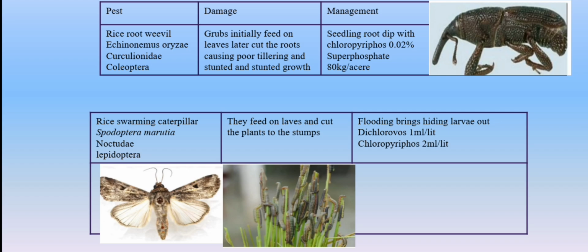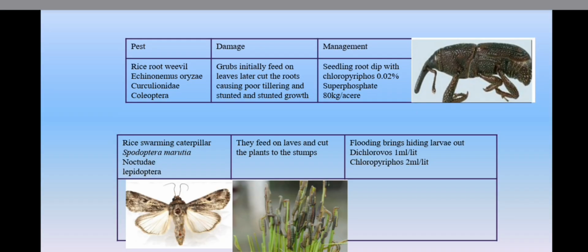And here there is another pest, rice swarming caterpillar, Spodoptera mauritia. This belongs to the family Noctuidae of order Lepidoptera. These swarming caterpillars will be in groups. Individually they will not attack; in a group way they will attack. They will feed on the leaves and cut the plant to the stumps. So these are voracious feeders. The caterpillars will feed a lot. They will make the crop look as if it is grazed by cattle.